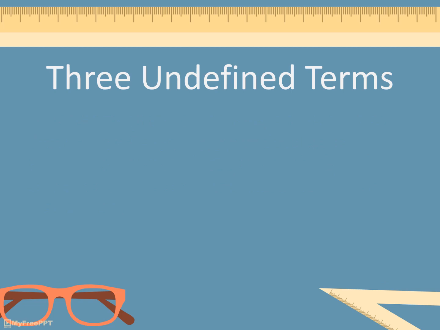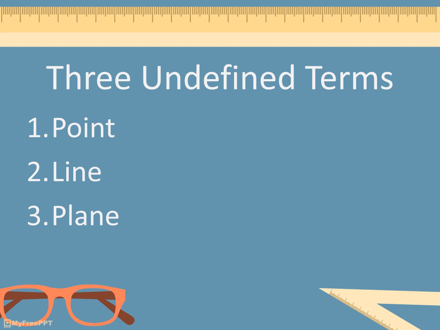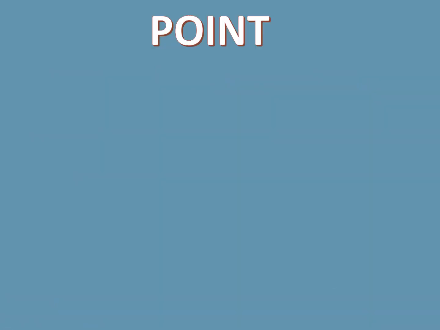So in geometry, our 3 undefined terms are point, line, and plane. Right, so a point and a line and a plane. We're going to talk about these each individually. Then I'm going to give you some examples of what is a point in real life. What would we consider a point? What would we consider a line? And what would we consider a plane? Right, so let's begin with a point.